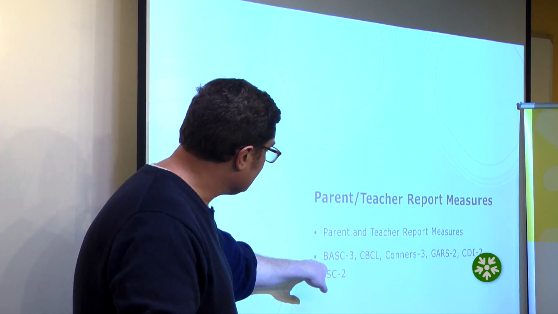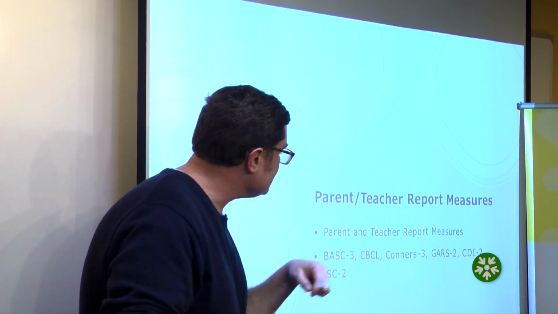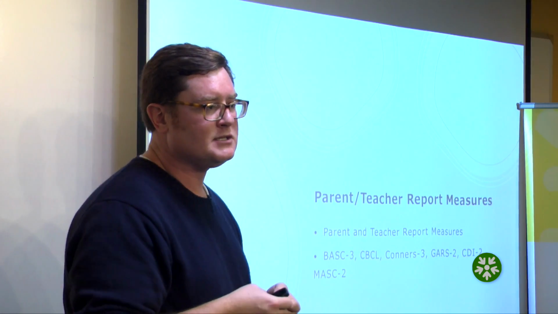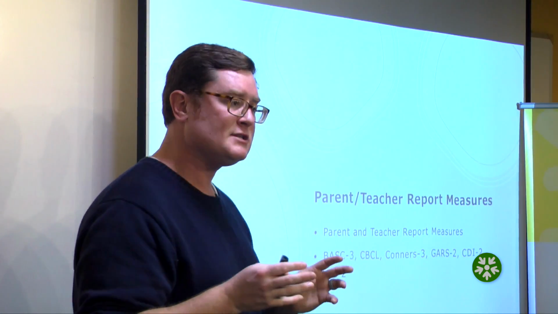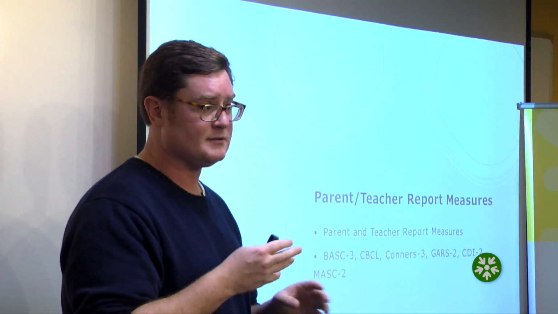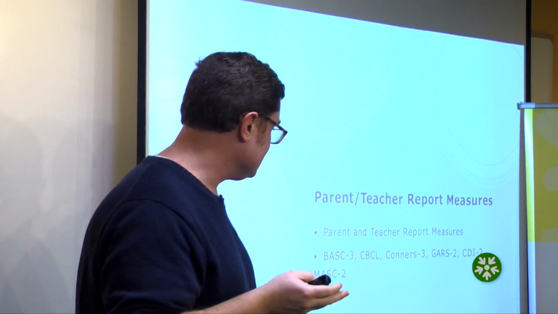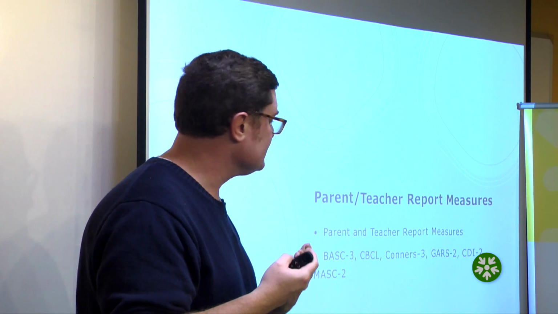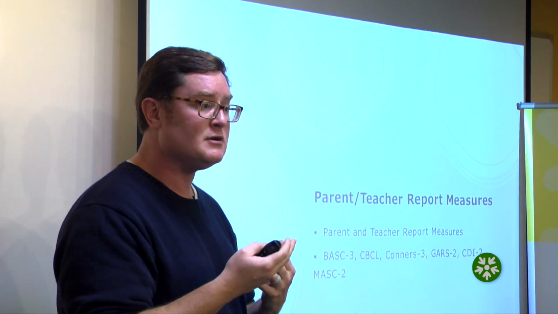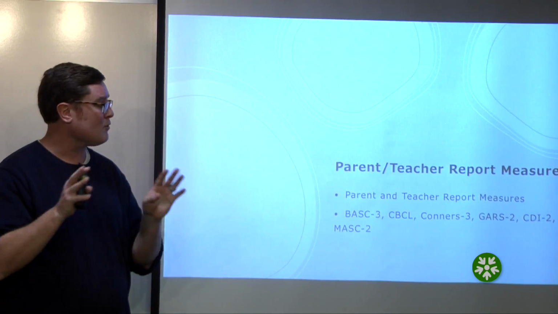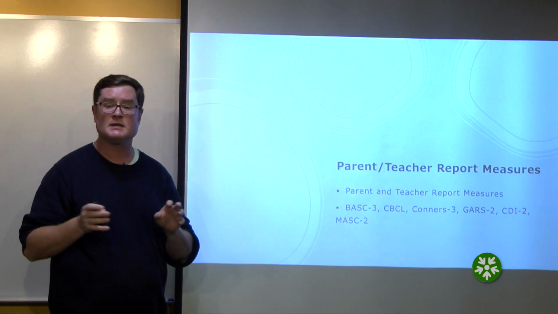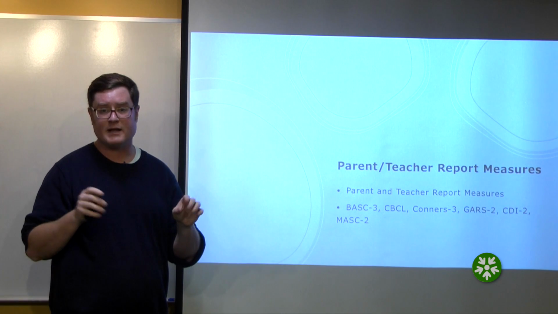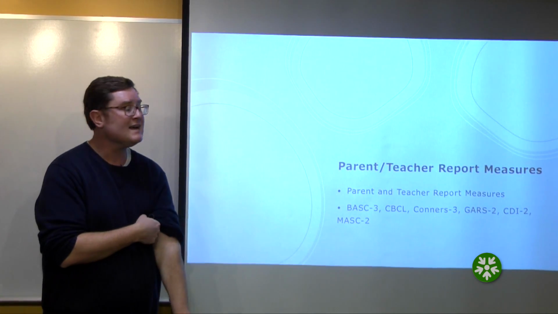Oftentimes I will give either a BASC or a CBCL. These two are very broad measures that have a whole lot of questions about different areas, so the child's learning and the child's attention, as well as things like social skills and emotional abilities. So it asks broadly. I typically always give a parent a measure like that because it covers a lot of different areas and can give a lot of great data.